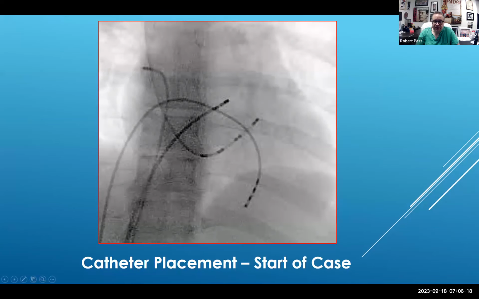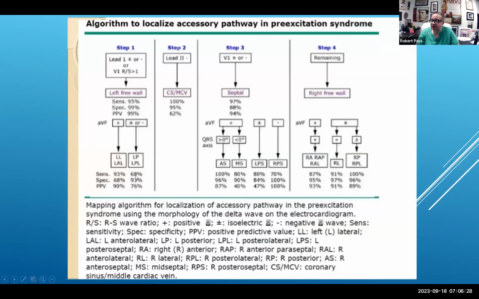Now, how do we determine, and by the way, stop me if you have any questions as we're moving along, how do we determine where the pathway is located? We've talked about this previously. There are many different algorithms that are used to localize accessory pathway location when someone is pre-excited.